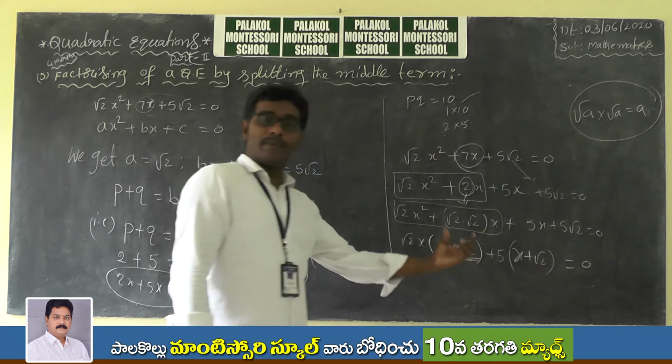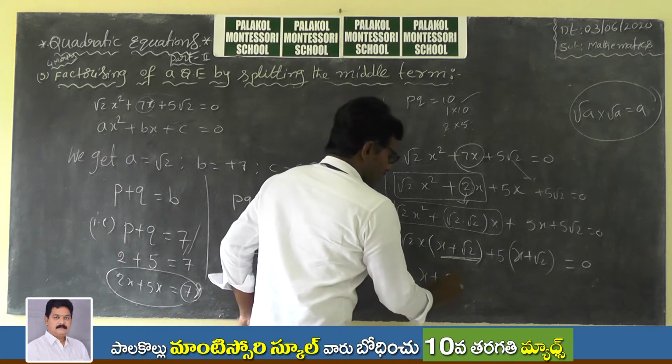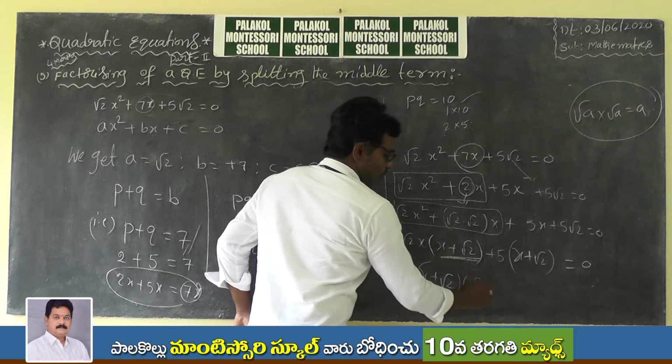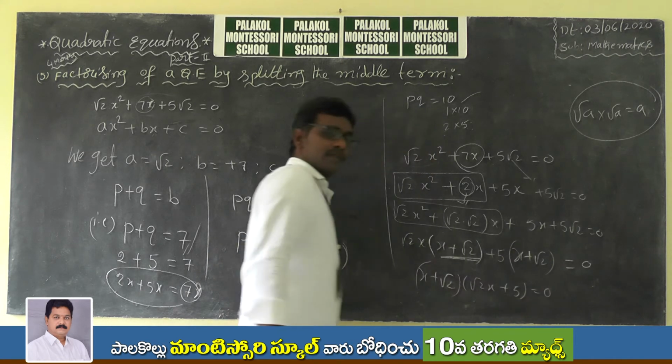Here, which term is repeated? The bracket terms are repeated. That one is common. Yes. What is the final result? This is common. Root 2x plus 5, this is common, is equal to 0.